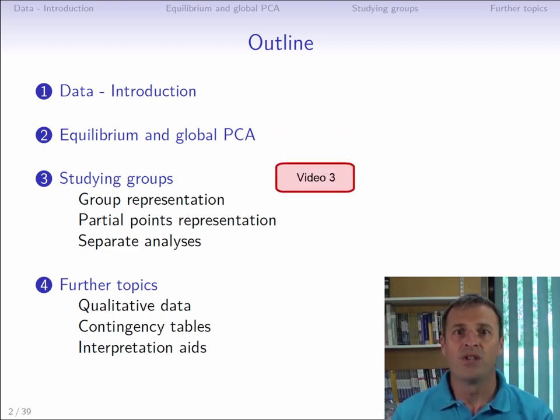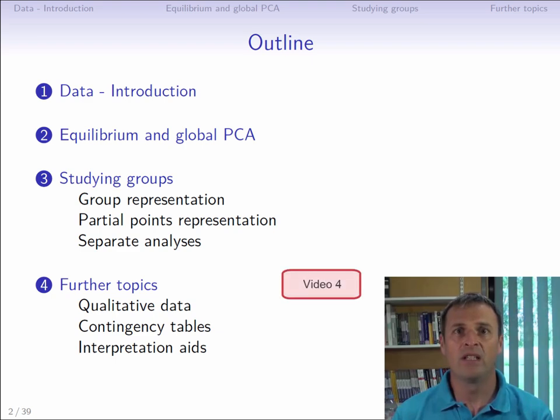The most important feature of MFA is that it can take into account several groups of variables. We will see how to compare information provided by each of these groups, what information is common to several groups, and what information is specific to certain groups. Lastly, we will describe several interpretation aids that are useful for analyzing MFA results.